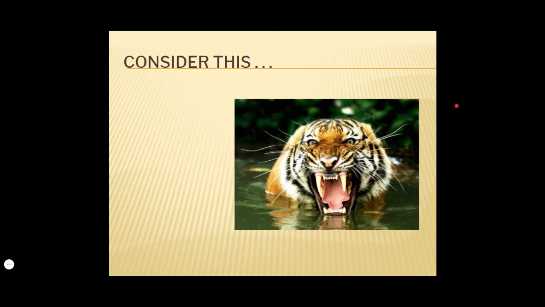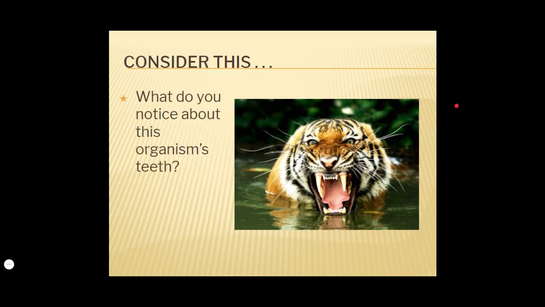All right, now we have a familiar animal, a tiger. What do you notice about this organism's teeth? Hopefully you notice that some of the teeth are fairly large and they are sharp. And how could those teeth help this tiger survive in its habitat? Well, tigers are carnivores, meaning they eat meat. And those sharp teeth help them get their prey and helps them tear through the meat so that they can eat. Those sharp teeth help them eat their food.